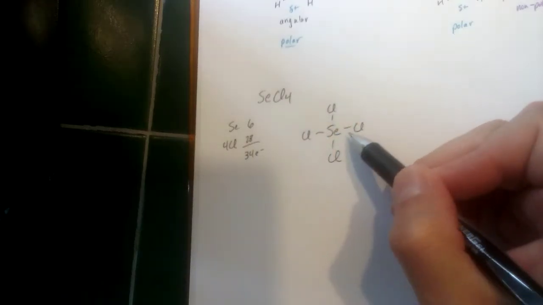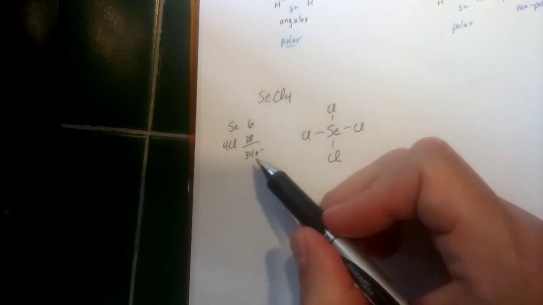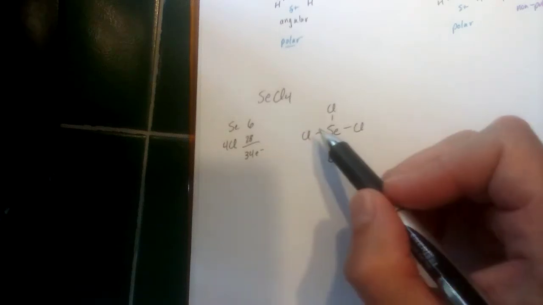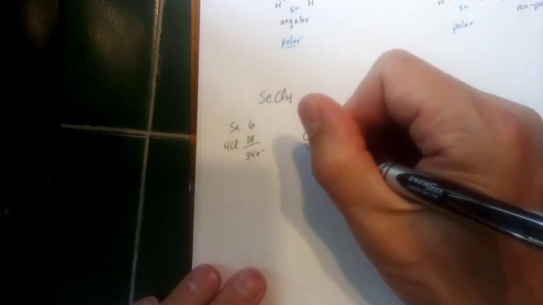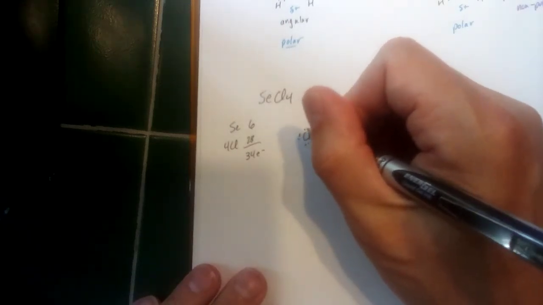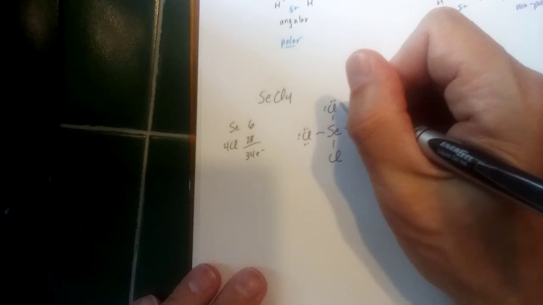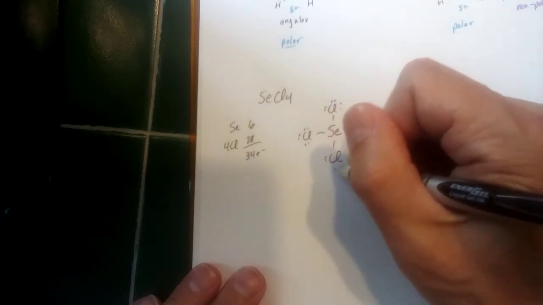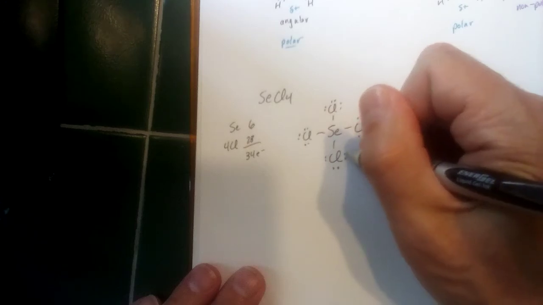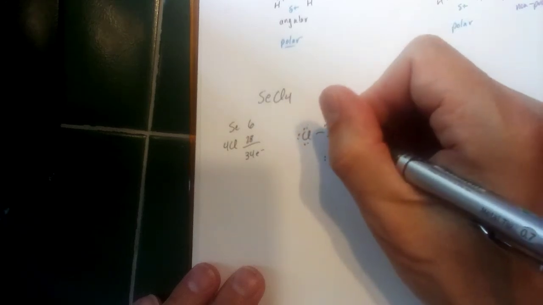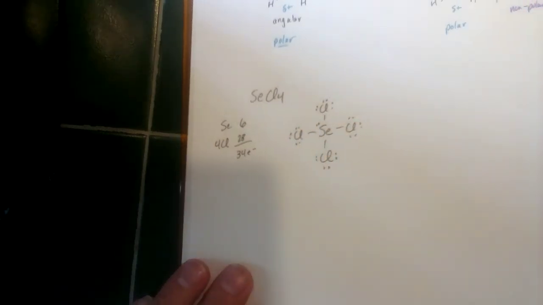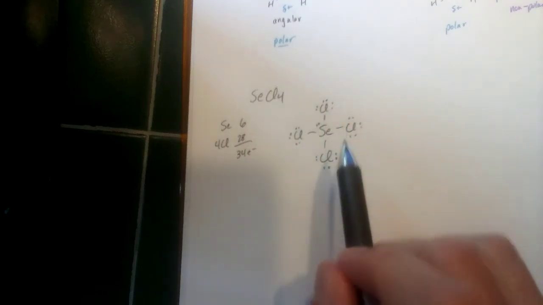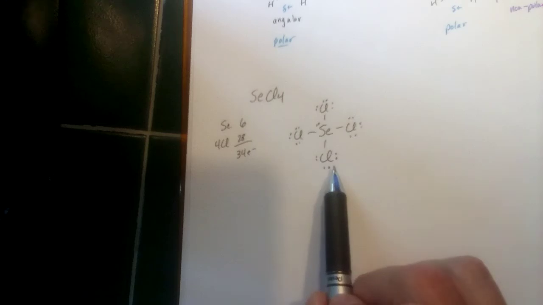Now, we used 8 already because we made 4 bonds, so 34 minus 8 would be 26. So we'd start by filling in the chlorines. Each needs 6, so that would account for 24 of the 26 electrons. But at that point, the remaining electrons will go on the central atom, so they would go on the selenium. Now, looking at the structure, 0 formal charge for all the chlorines.